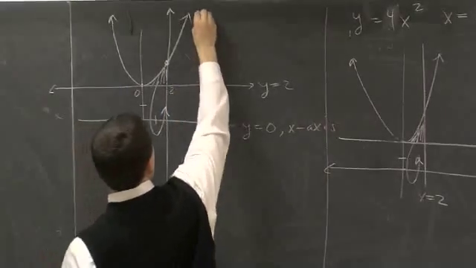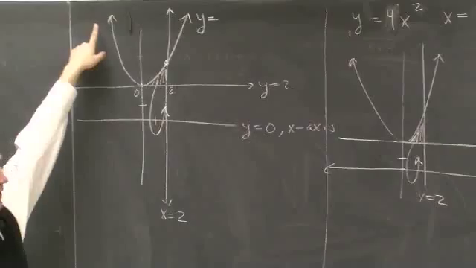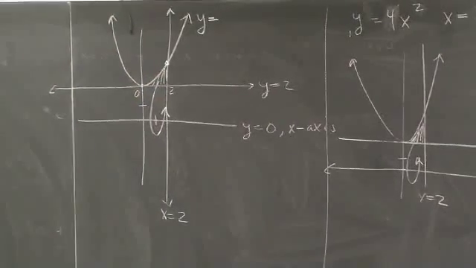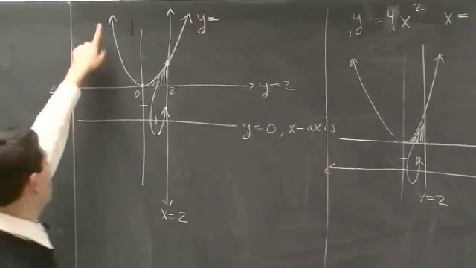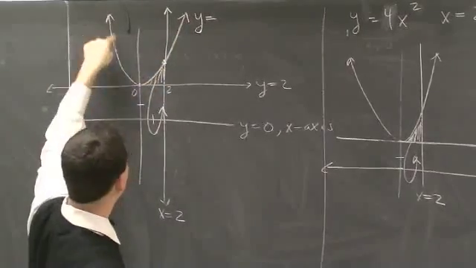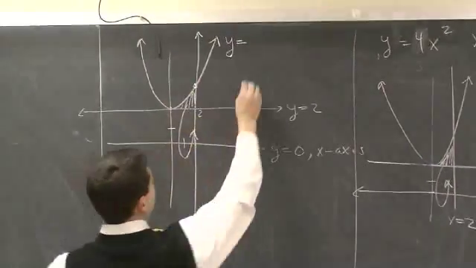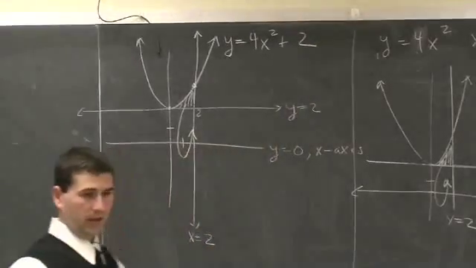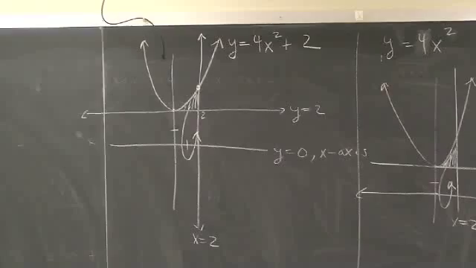Okay, so that's a new function. If I take my function 4x squared and I move it up 2, I get a new function. And what is that new function? How do I describe this equation? 4x squared plus 2, right? That's how you do a vertical shift. You just tack a plus 2 on the end. That just moves everything up by 2.